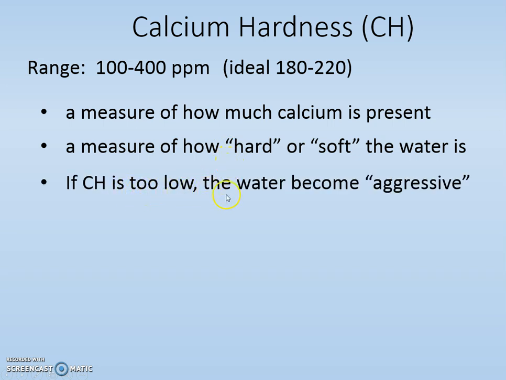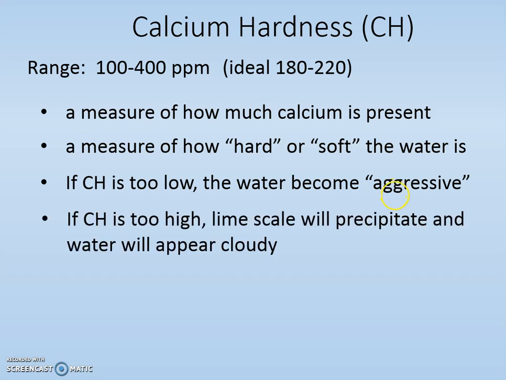If calcium hardness is too low, the water becomes aggressive. Now, we talked about this before in a previous video, but if we don't have enough calcium, what happens is the reaction seeks its equilibrium, and the aggressive water will literally pull calcium from the grout and from the concrete of the pool. So it's sort of interesting that water that doesn't have any calcium in it will seek it out from other sources, will literally dissolve even rocks and stuff like that.